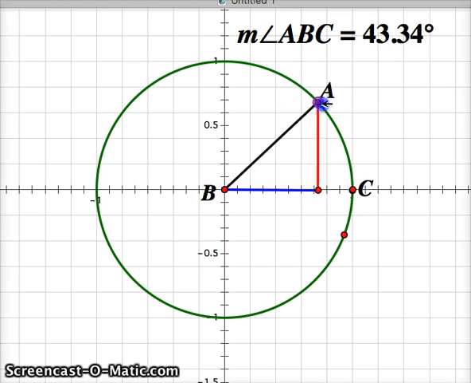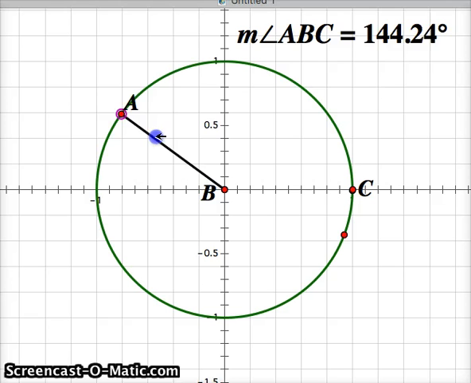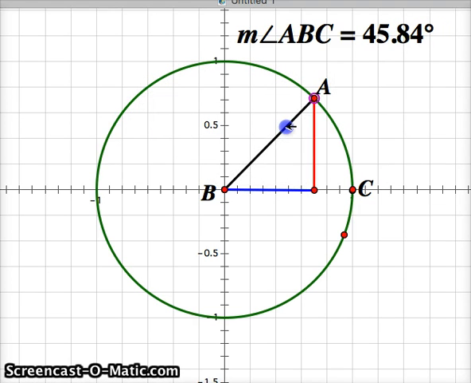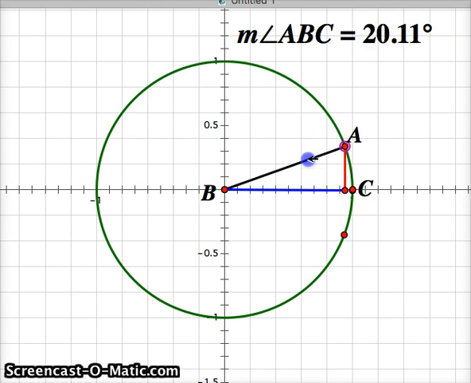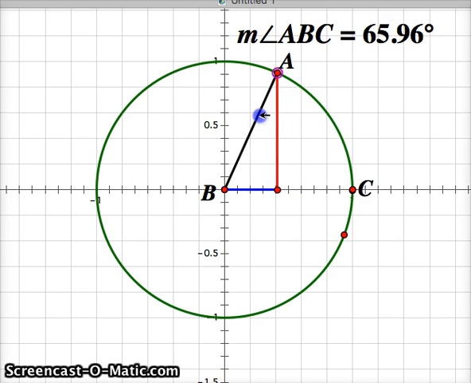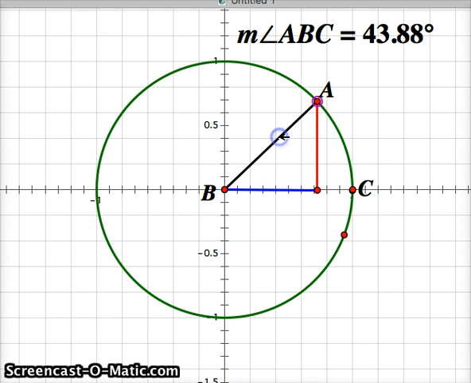Okay, now what I did is the black BA is representing the radius of the circle. That distance is always going to be 1. And also the triangle I have here in quadrant 1, the red is the up and down, and the blue is the left and right.